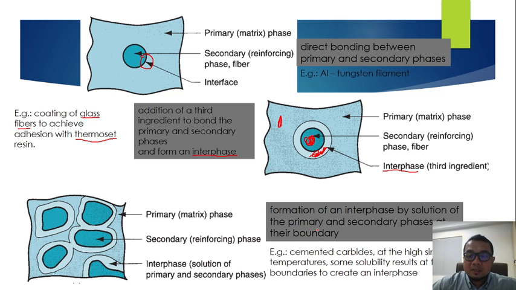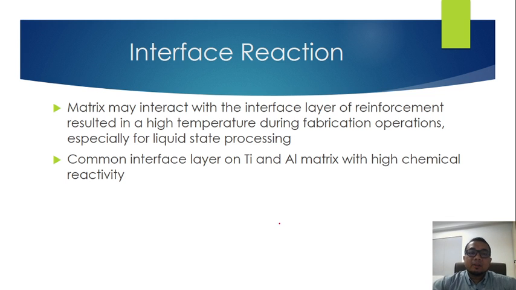So the third one is formation of an interface by solution of the primary and secondary phase at their boundary. Same like the second one, but dia gabungkan lagi banyak. So example, cemented carbide at the high sintering temperature, some solubility results at the boundaries to create an interface. So interface reaction: matrix may interact with the interface layer of reinforcement at a high temperature during fabrication operation, especially for liquid state processing. Common interface layer of titanium alloy matrix with high chemical reactivity.